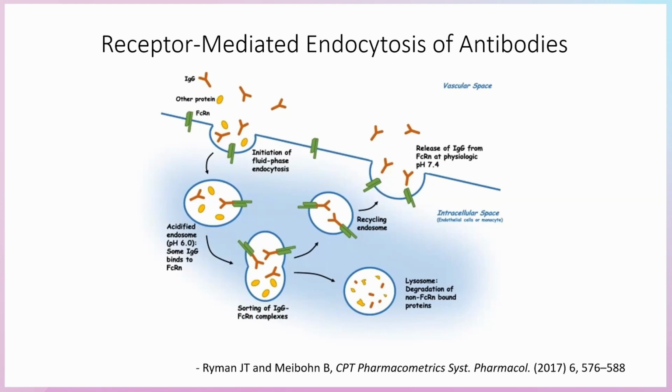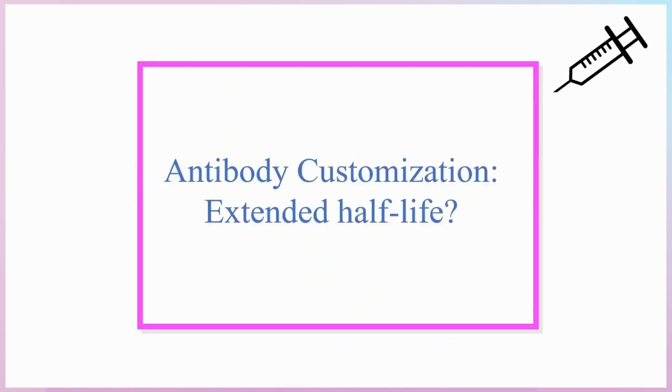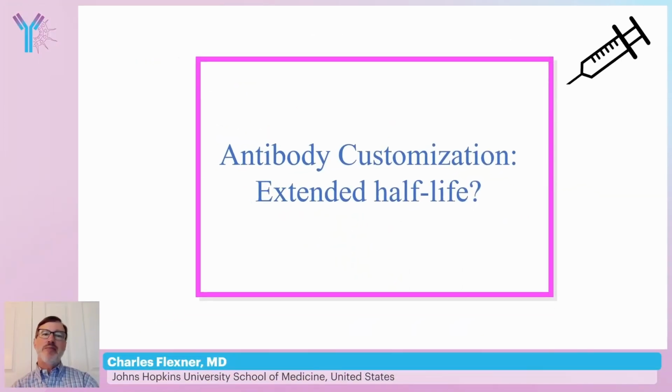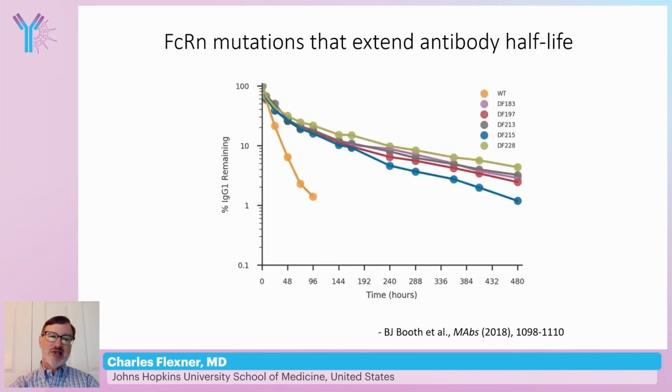Whether an antibody gets broken down in the endosome or gets released and is recycled is dependent on the binding affinity of the antibody for the neonatal FC receptor. And that is determined by the structure and properties of the FC domain of that antibody. So that being the case, might it be possible to customize antibodies in order to extend their half-life? And the answer to that is yes.